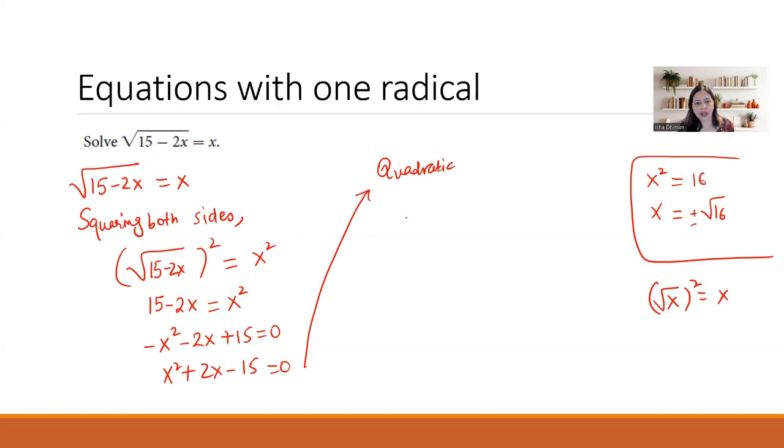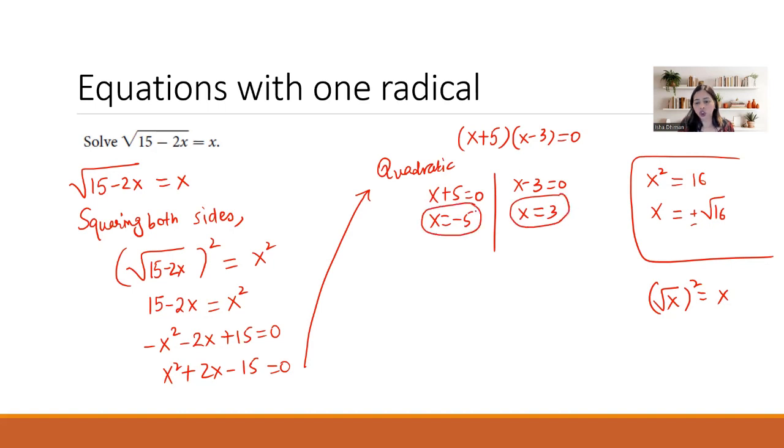If you're not able to see the factors, you can directly go for the quadratic formula, the discriminant formula, which we are familiar with. So after factorization, the factors of negative 15 are 5 and minus 3, because 5 and minus 3 will give me 2 in the middle. So it's x plus 5, x minus 3 equals 0. And then putting each of the factors equal to 0 will give me x equals negative 5 and x equals 3. So these are the two solutions which I obtained using this technique.